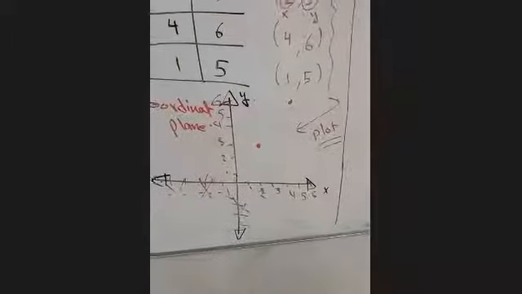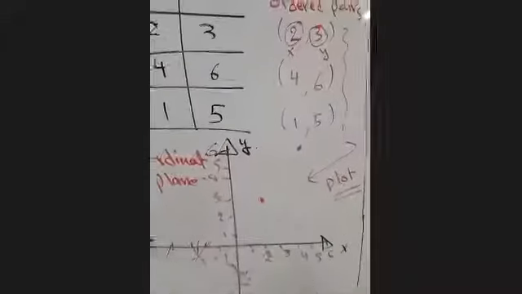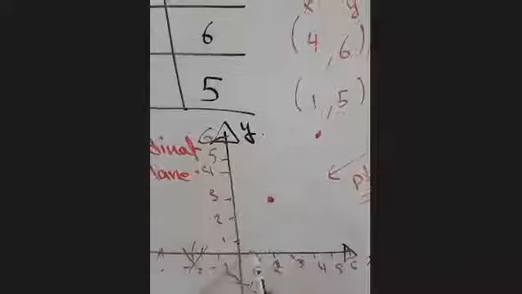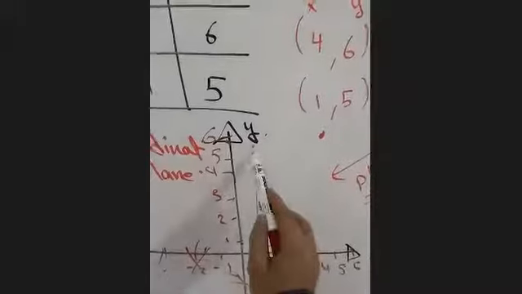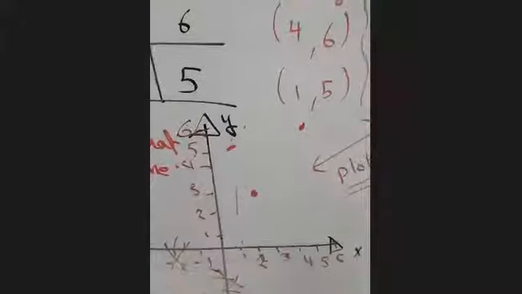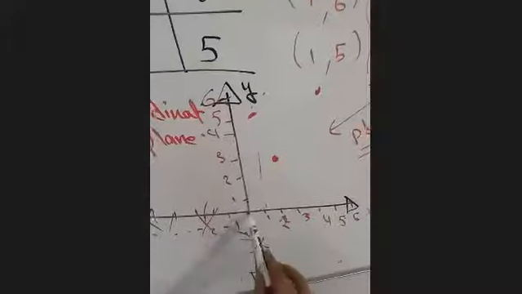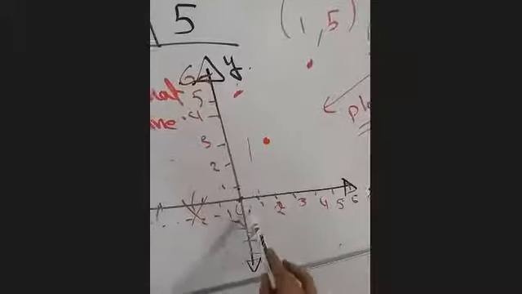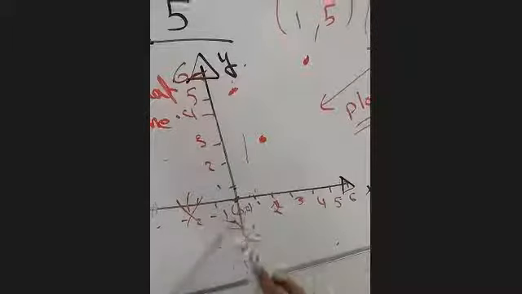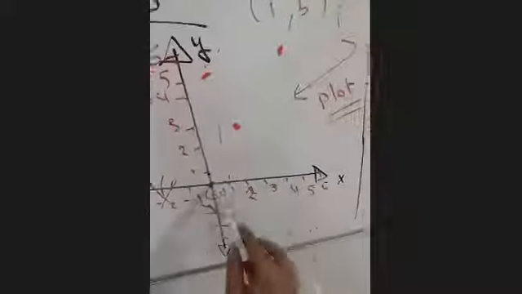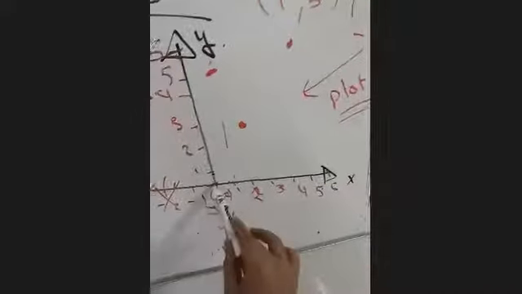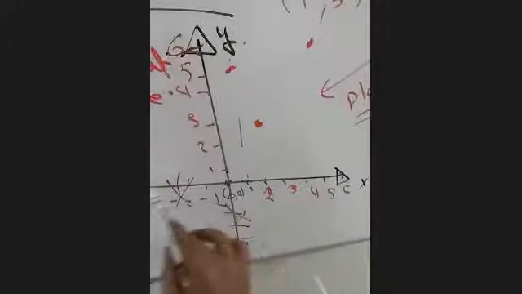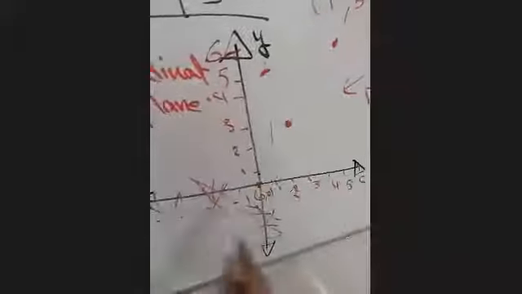This is how we plot the points, guys. Now, 1 and 5, for example, this is 1. Up until I get the 5, this is my point. Here, the intersection point between the two axes, we call it the origin, 0, 0. The numbers go 0, 1, 2, 3, and 0, negative 1, negative 2. But in this lesson, guys, we don't need the negative parts.